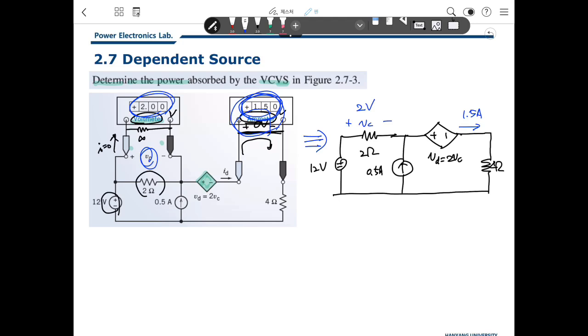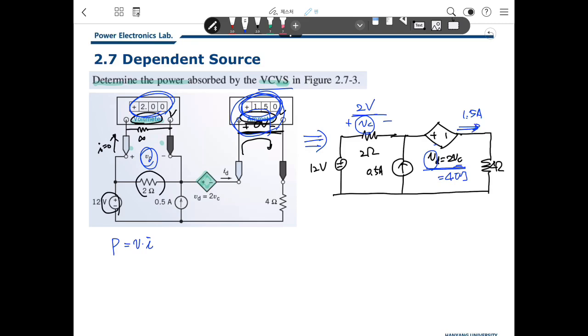Then we need to know about the power observed by this source. Now what is power? Power is voltage times current. Because of the definition of the dependent source, VD is 2 VC. The VC is a hint, the 2 volts. That means VD is 4 volts, and the current flowing through this dependent source is 1.5 amps.